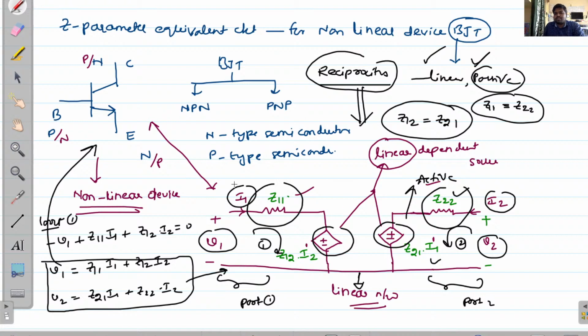That means for this particular network, the symmetry and reciprocity conditions are not applicable. That is my observation from the circuit perspective.